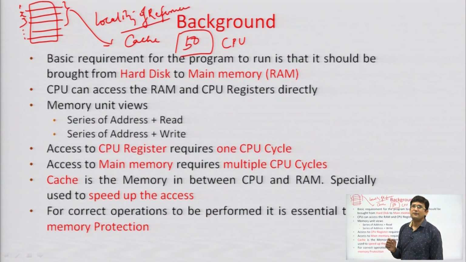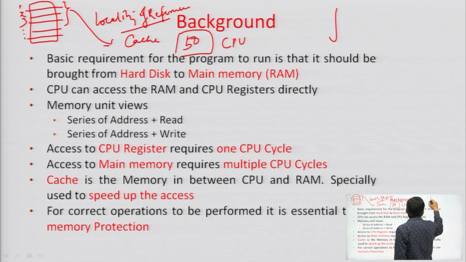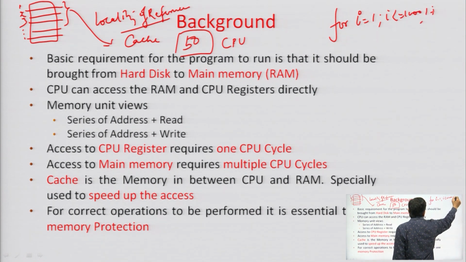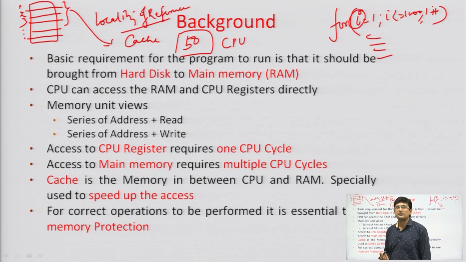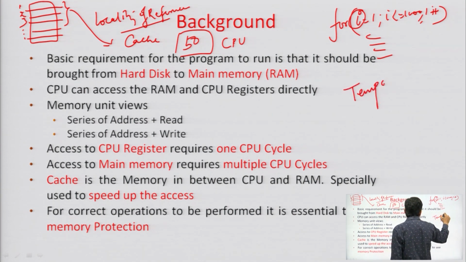The other reason is that if an instruction is used multiple times in the program, for example, the loop counters are executed very frequently. For example, we are using a loop like this: for I equals 1, I less than or equal to 1000, I plus plus. If this is the instruction, then you can see that I is used 1000 times inside this loop. So, this will be referred to 1000 times in this loop. So, we should bring this kind of instruction also to the cache memory. This is referred to as the temporal locality of reference.